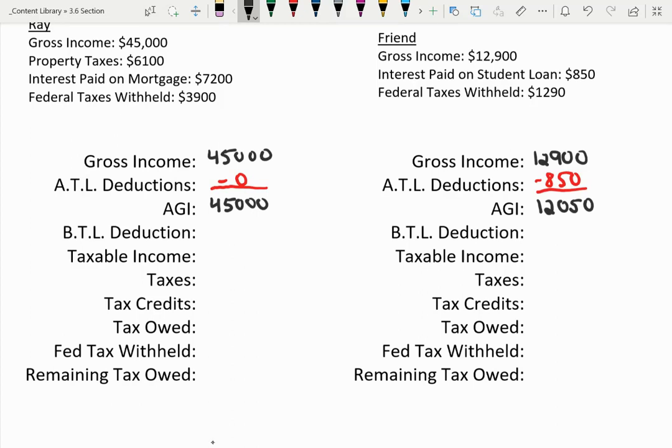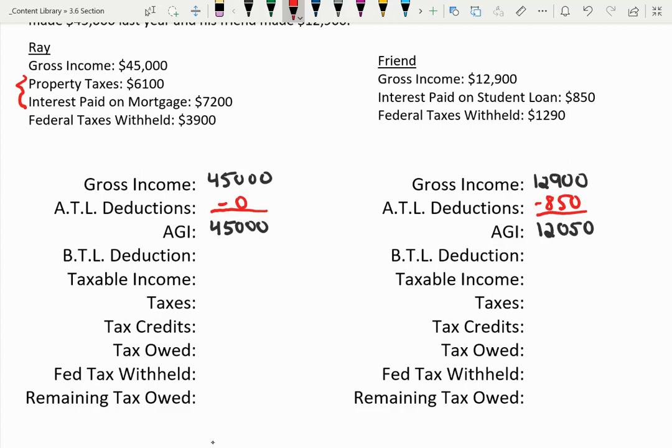So the next step would just be to take the next deduction. That could be a standard one or an itemized. Now, itemized means you add up all these different things that could be itemized on your taxes. There are all these different things that count as deductions. And two of those, Ray has right here. They're the property taxes that he paid for owning his home, and also the interest that was paid on his mortgage. So if he takes 6,100 and adds that to 7,200, he's going to get 13,300.